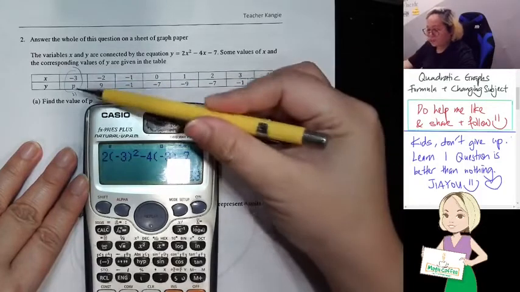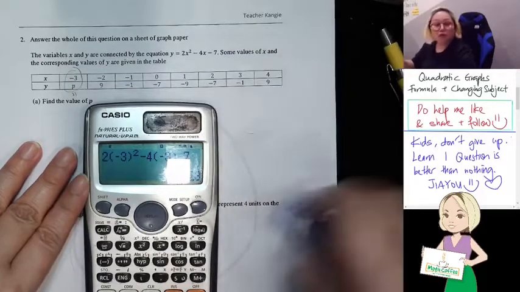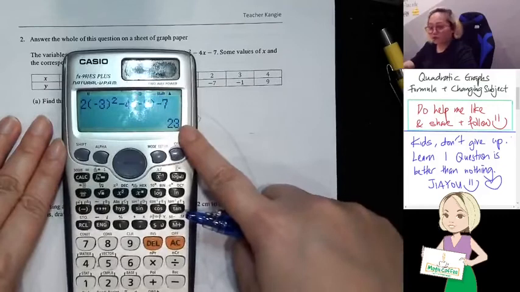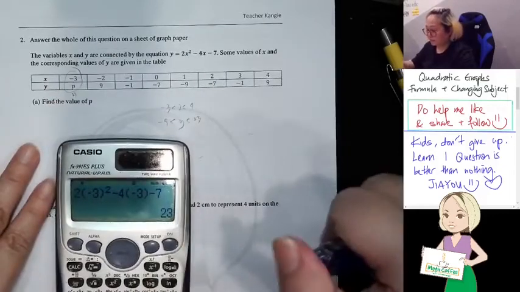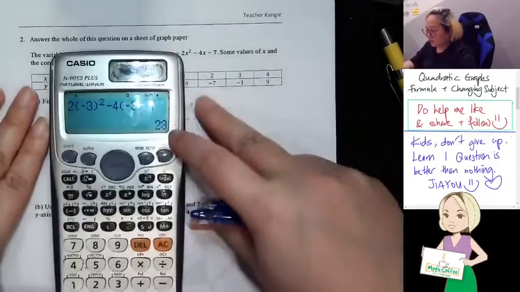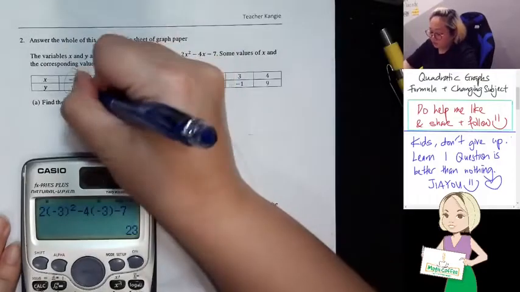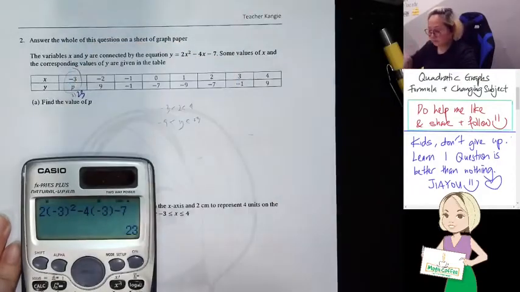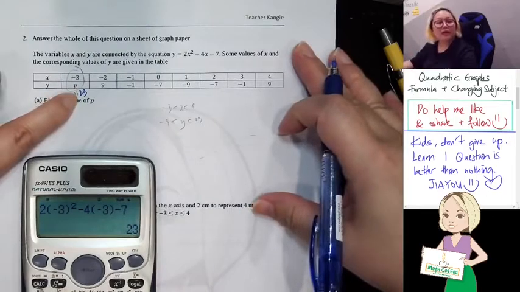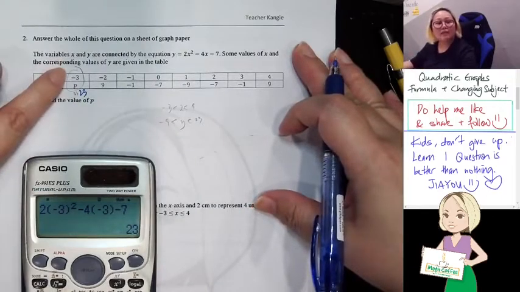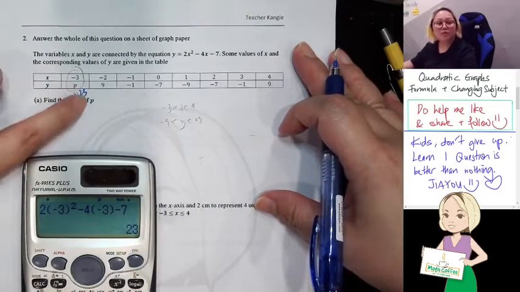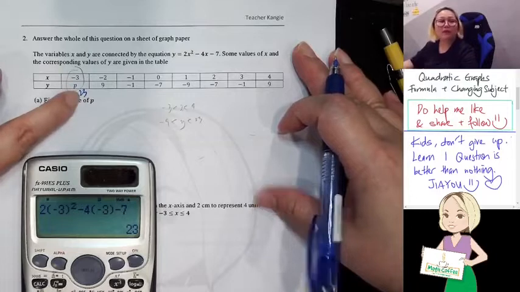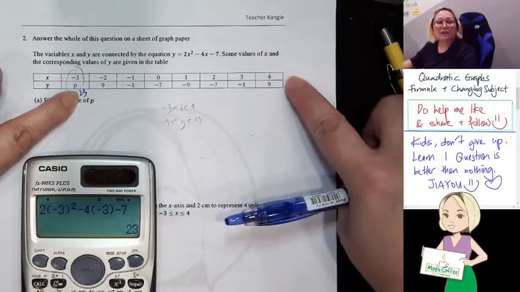Oh no, later I will write, don't worry. Okay, so when I sub in, I get 23. That was my original working. So this is 23. When my x is minus 3, my y is 23. It's the same thing. All the other points are already given to you.